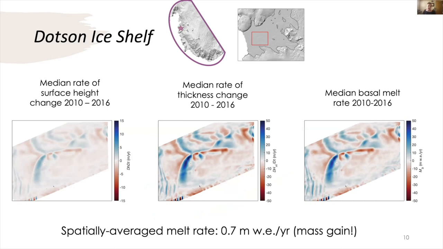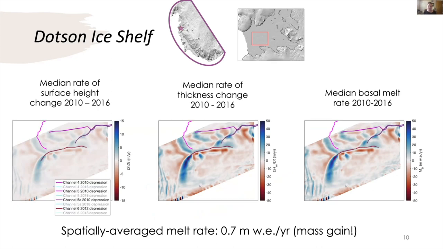And here again, we're looking at the Lagrangian change maps for this region. And we see this banding again, like we did on the Getz, which is likely due to that channel motion that we saw and or the use of an average velocity map as opposed to annual or higher spatial temporal resolution velocity maps. And so adding these surface depression locations on top, we see that the earlier surface depressions line up pretty well with the blue stripes or mass gain.